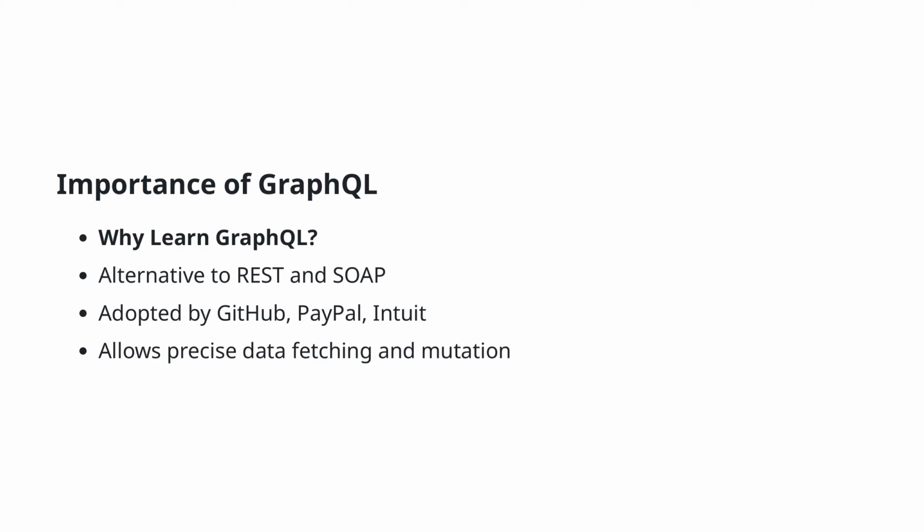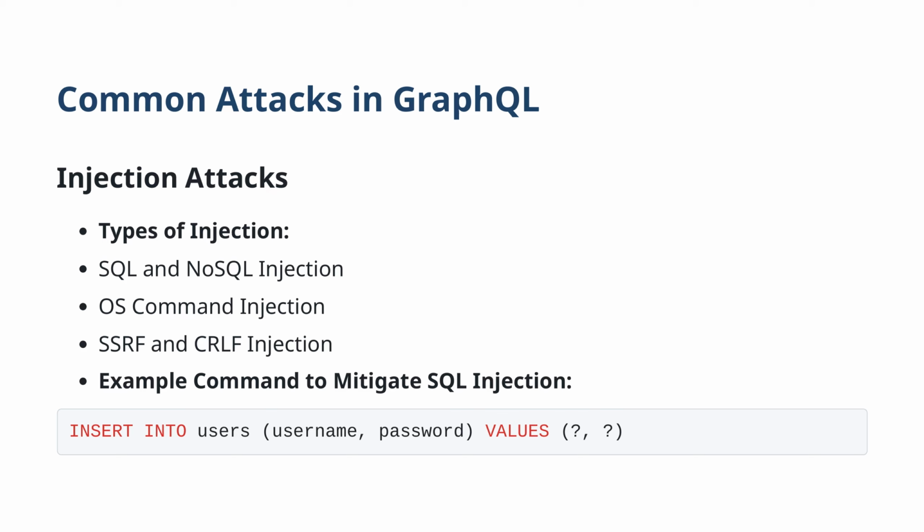One of the key features of GraphQL is its ability to fetch and manipulate precise data. Unlike REST, which often returns more data than needed, GraphQL allows you to specify exactly what data you require, reducing overhead and improving performance. This level of granularity provides a streamlined and effective approach to handling API calls. Understanding GraphQL will enable you to build more responsive and flexible applications, making it an essential skill for modern API development. Now, let's move on to the common attacks in GraphQL.